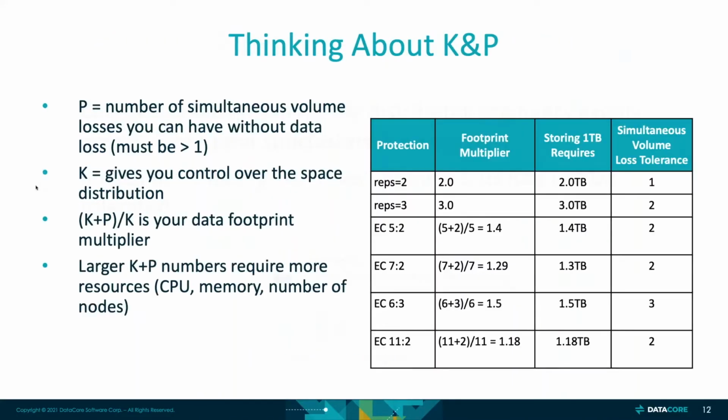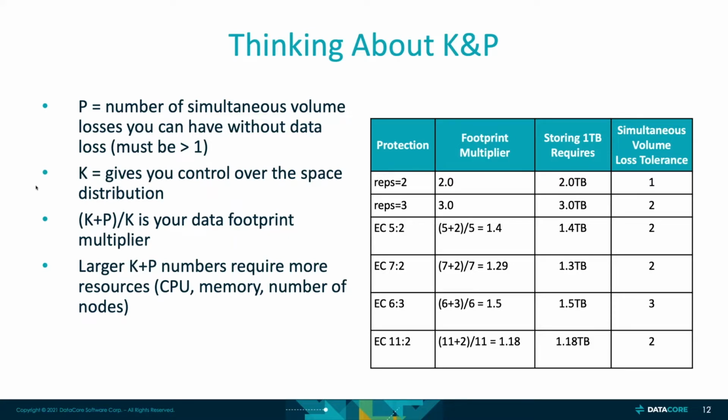So let's do a deeper dive into K and P. Right, exactly. So when we're talking about K and P, K of course is data, P is parity. P is going to be equivalent to the number of simultaneous volume losses that you can have without data loss, and it must be greater than 1.